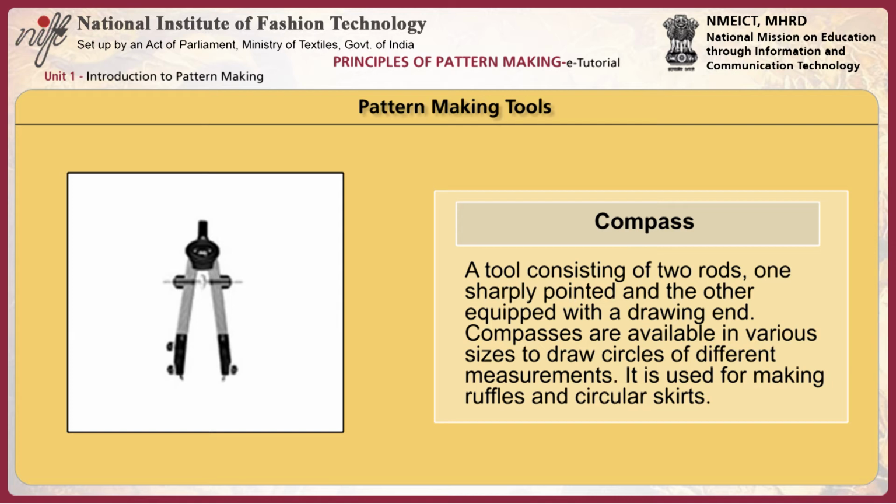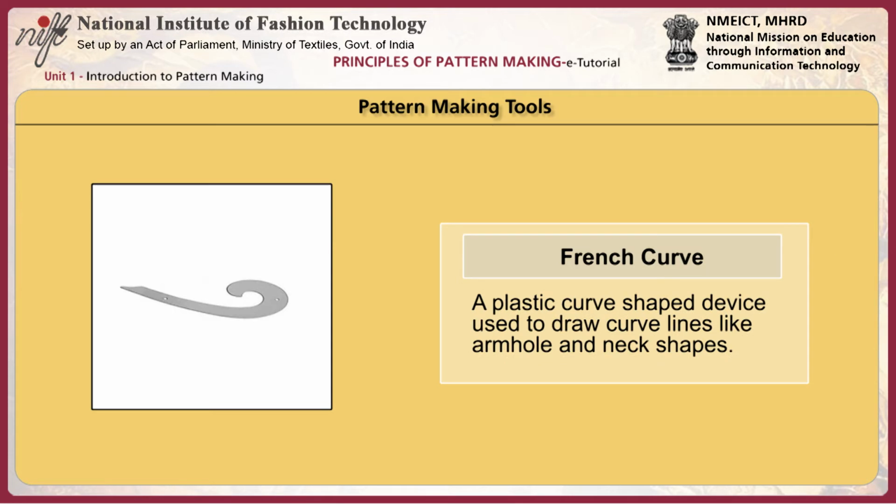A compass is a tool that consists of two rods, one sharply pointed and the other equipped with a drawing end. Compasses are available in various sizes to draw circles of different measurements. It is used for making ruffles and circular skirts. A French curve is a plastic curve-shaped device used to draw curved lines like the armhole and neckline.